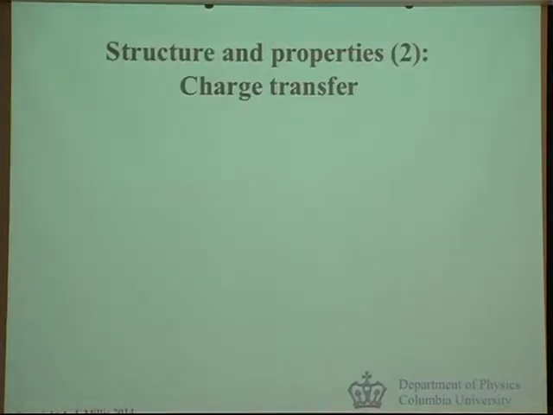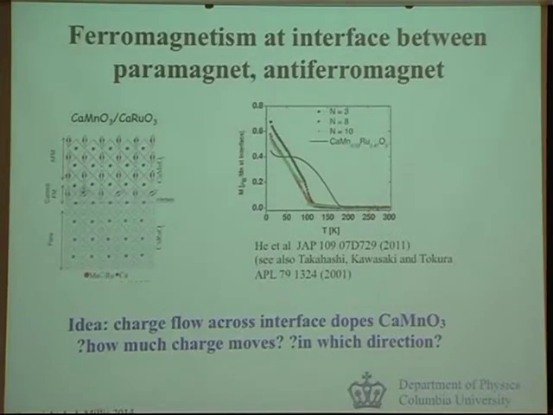All right. Another example where you need to relate structure and physics to properties is charge transfer. Here is a paper, one of many examples. I pulled it essentially at random, showing that if you take an interface between two materials, calcium ruthenate, which is a paramagnetic metal, and calcium manganite, which is an antiferromagnetic insulator, this interface is ferromagnetic.